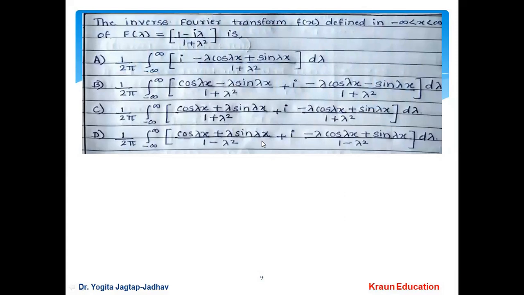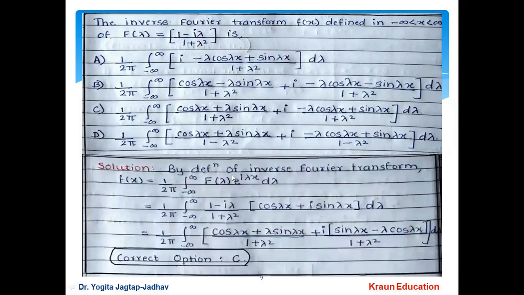The inverse Fourier transform f of x, defined in the interval minus infinity to plus infinity, of F of lambda equal to 1 minus I lambda upon 1 plus lambda square is. These options are provided. Again, now by using the definition of inverse Fourier transform, we have f of x equal to 1 upon 2 pi integration from minus to plus infinity F of lambda into e raised to I lambda x into d lambda. Here you know that the value of F of lambda equal to 1 minus I lambda upon 1 plus lambda square. Also you know that e raised to I theta equal to cos theta plus I sin theta, and using that identity you can write here cos of lambda x plus I sin lambda x into d lambda.